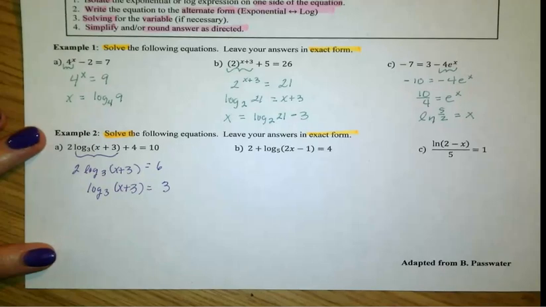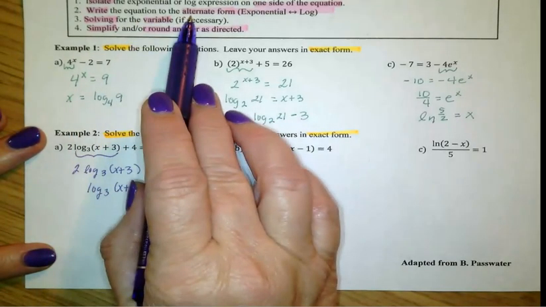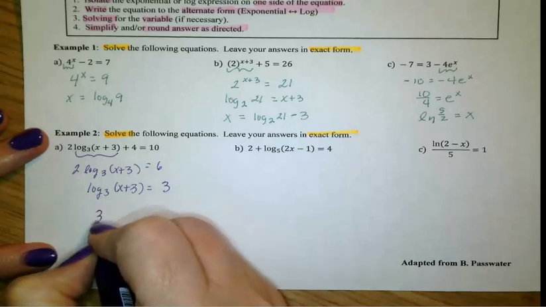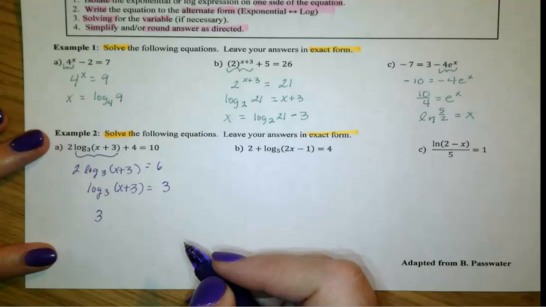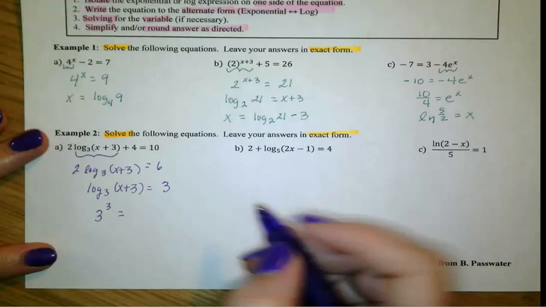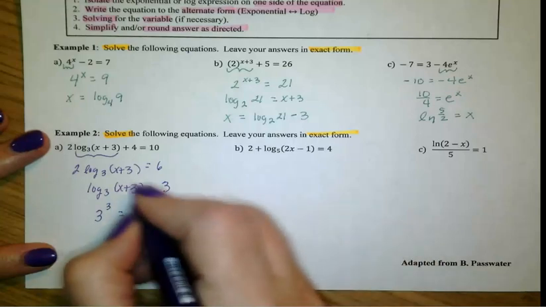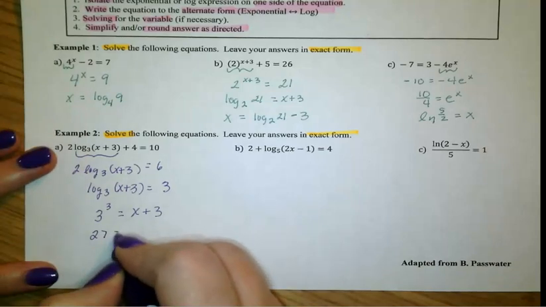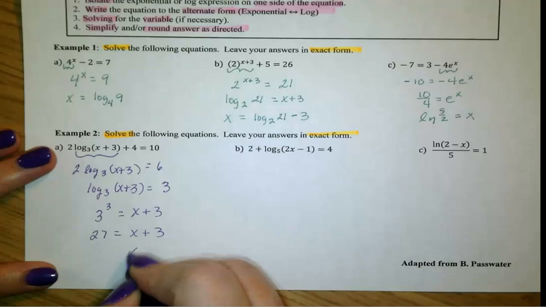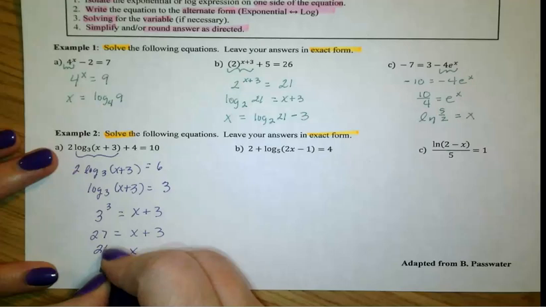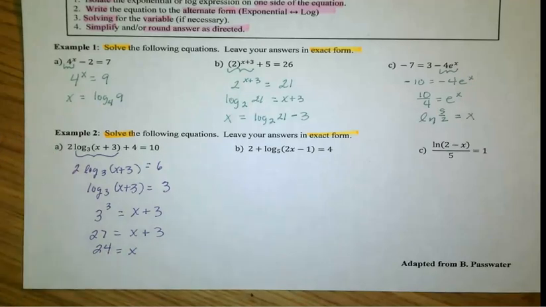So once I have my log isolated, then remember, we rewrite it in its alternative form. So the base of the log is 3, so the base of the exponent is going to be 3. The output of a log is the power, so that means it's 3 to the third, and the output of that exponent is going to be the argument, x plus 3. So I have 27 equals x plus 3. To get x by itself, I'm going to move the 3 across, and 27 minus 3 is 24. So that's the gist. So go ahead and pause your video, work through B and C, and we'll come back and compare.